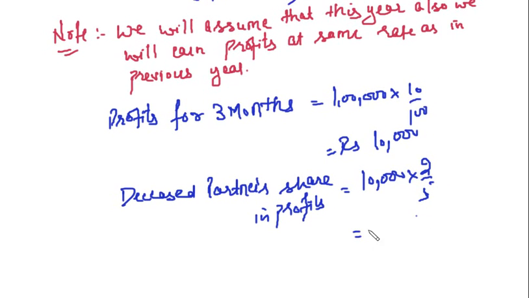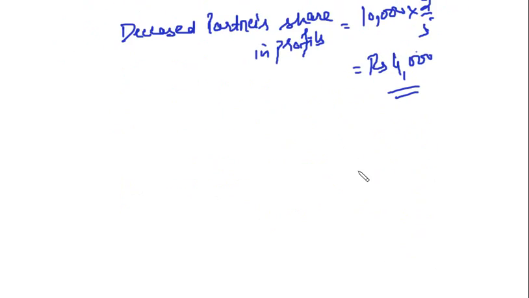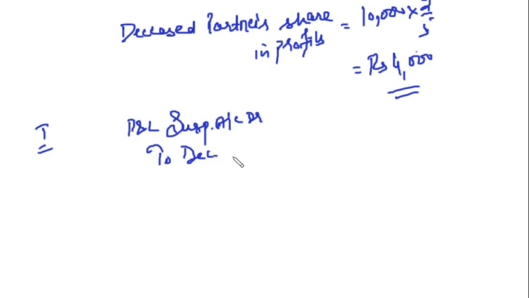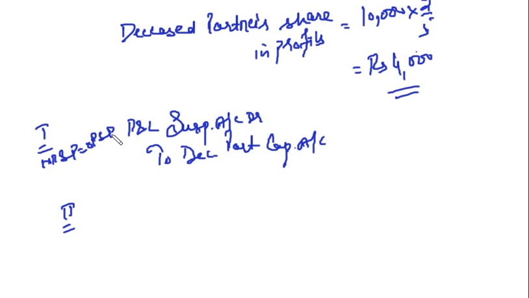This comes to rupees 4,000. Clear, friends? Again, now we have got the deceased partner's share. We have got 2 cases. Case 1, either profit and loss suspense account debit to deceased partner's capital account, or this is the case where new profit sharing ratio is equal to old profit sharing ratio.